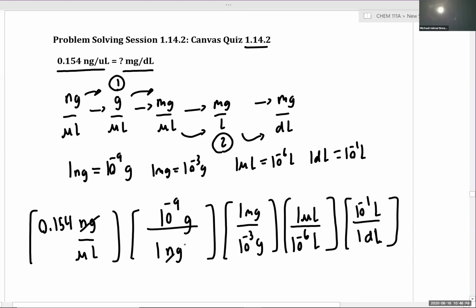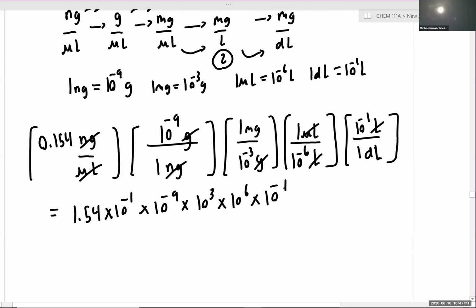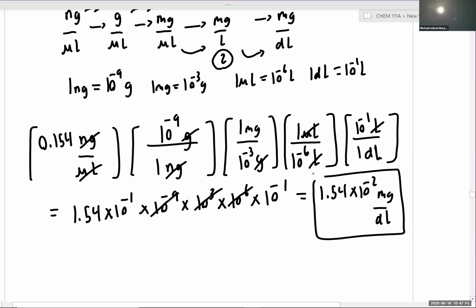So just to show our units cancel, nanograms cancel, grams cancel, liters cancel, and microliters cancel. So we are left with our desired ending units. So if we punch this into our calculator, we're starting off with 1.54 times 10 to the negative first times 10 to the negative 9th times 10 to the third times 10 to the 6th times 10 to the negative first. Okay. So adding up our powers of 10, that gives us 1.54 times 10 to the negative second milligrams per deciliter. And as we can see, our final units are those remaining.